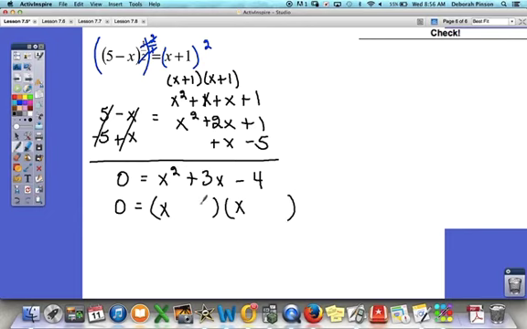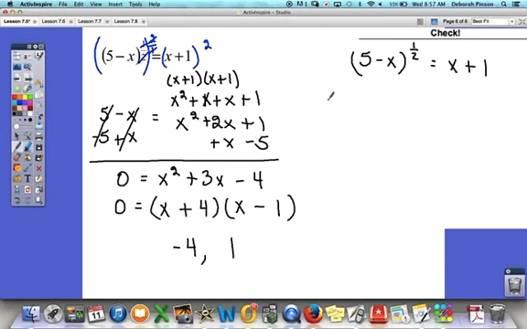So I think to get 3, I could use 4 and 1. And since I want a positive 3, I'll make the 4 positive, the 1 negative. And then I'm going to set these equal to 0 and solve. So when I set x plus 4 equal to 0 and solve, I'll get negative 4. And when I set the x minus 1 equal to 0 and solve, I'll get 1. All right, now that's great, but I need to make sure I go back up here and check my answers. Now I've got to check each one individually.